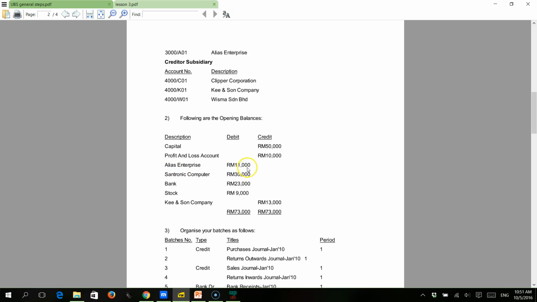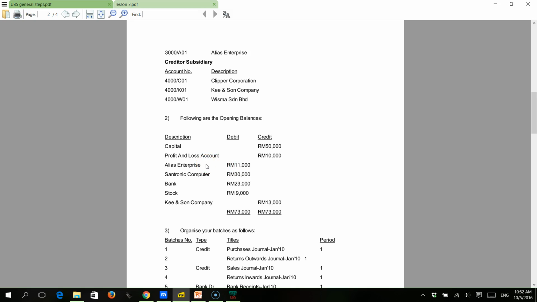And we also have the balances of the subsidiary accounts. Okay, in UBS, the debtors control accounts, as well as the creditors control accounts, are not maintained by each transaction, but their balances are actually a summation of all the related subsidiary accounts. So when we enter opening balances, we need to enter the balances for the subsidiary accounts and not the control accounts.